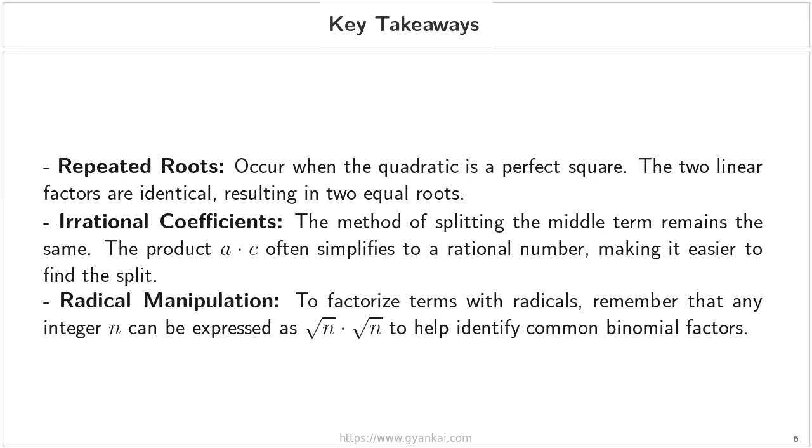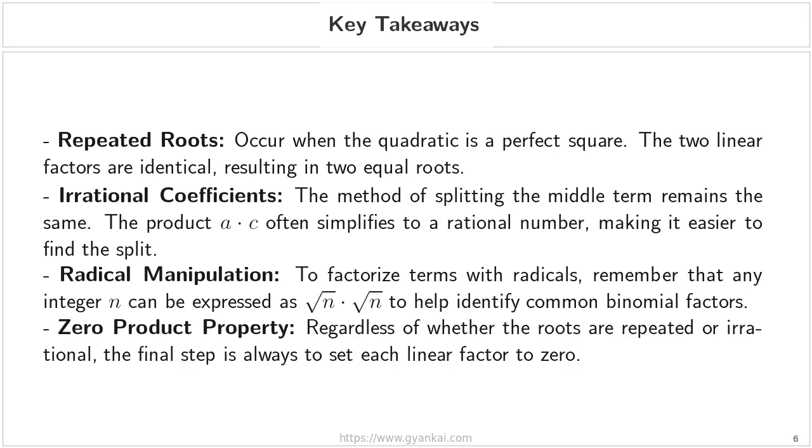Third, I want to emphasize the importance of radical manipulation. When you are working through the grouping stage, especially when coefficients involve radicals, remember the trick we used in our second example. Any integer n can be expressed as the square root of n multiplied by the square root of n. Keeping this identity in mind is crucial for identifying common binomial factors during factorization.